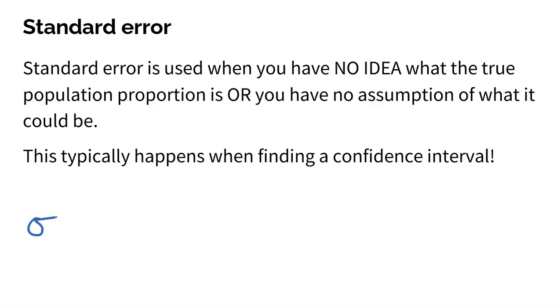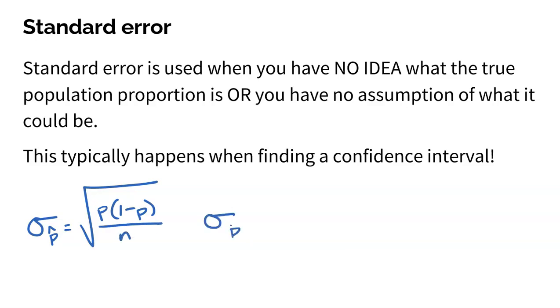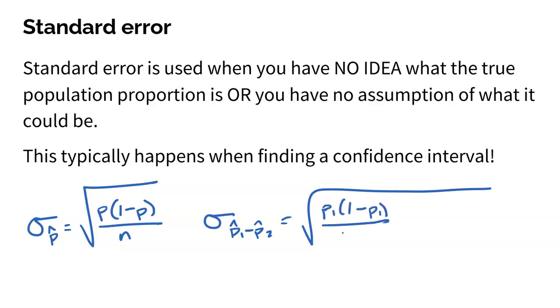Now remember, the formula for standard deviation of a sampling distribution for a sample proportion is the square root of the true proportion times 1 minus that true proportion, all divided by your sample size. The standard deviation for the difference between two samples is a giant, huge square root: P1 times 1 minus P1, all divided by sample size 1, plus the true proportion for population 2 times 1 minus that proportion, all divided by your sample size 2. Now again, these formulas for standard deviation require the true P's.